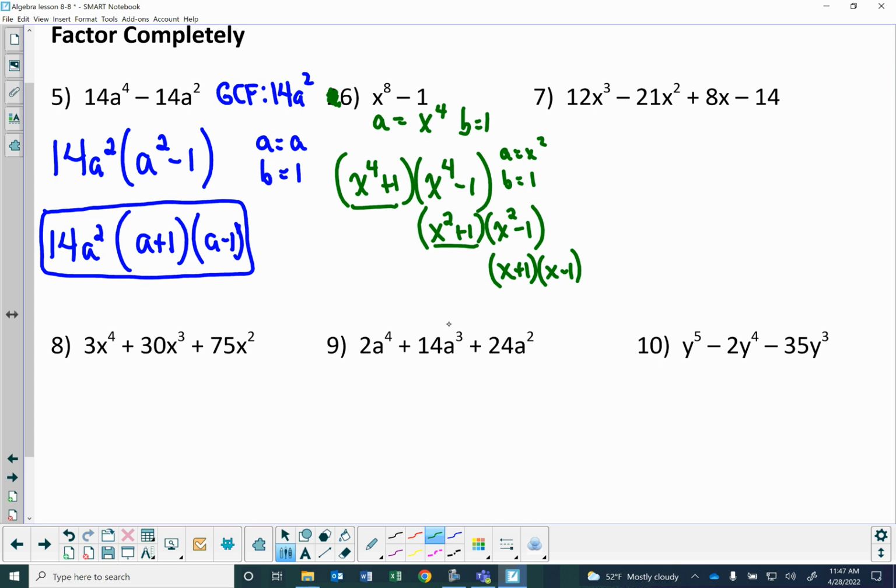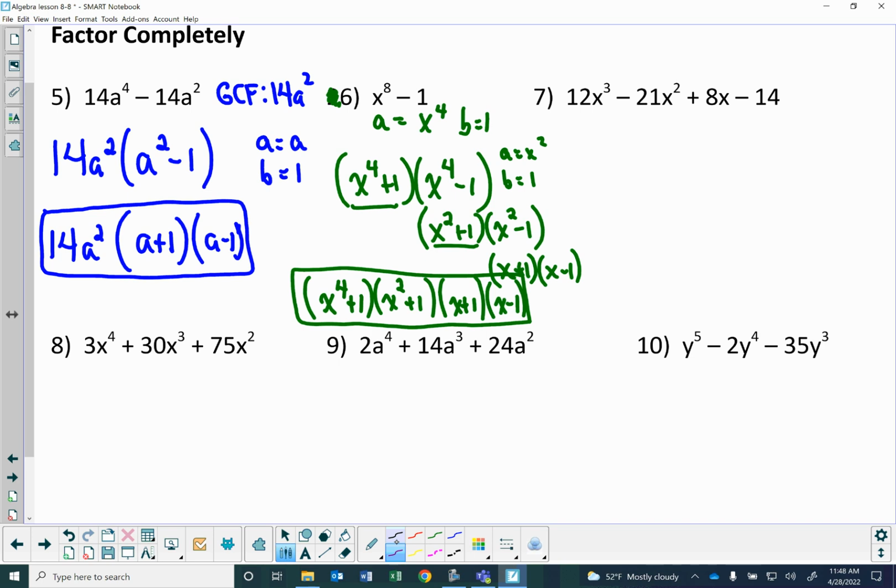So the complete factorization of x to the 8th minus 1 is x to the 4th plus 1 times x squared plus 1 times x plus 1 times x minus 1. That was a long factorization, which happens a lot when you have some variable raised to an even numbered power minus 1, because 1's a perfect square. It's also a perfect cube or a perfect 4th. All right, problem number 7.